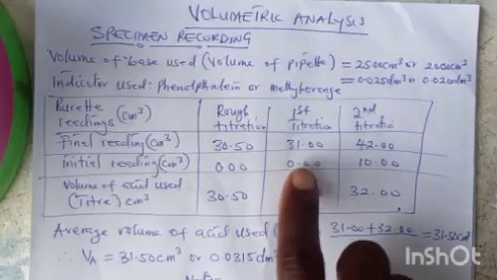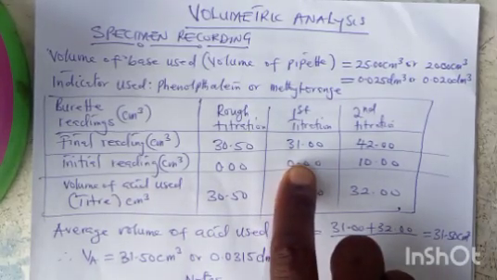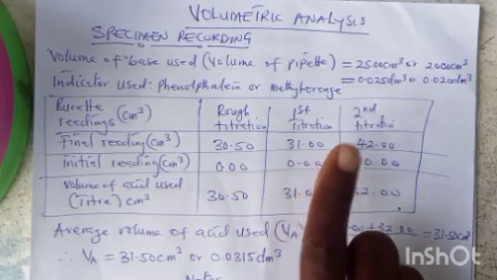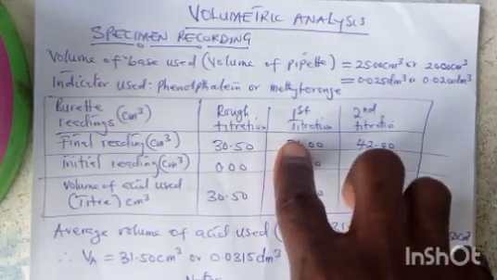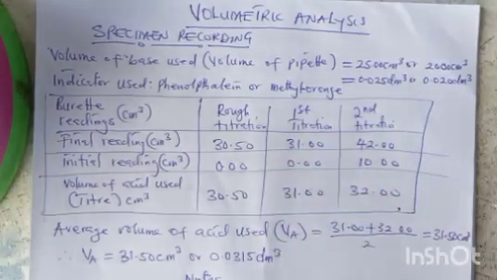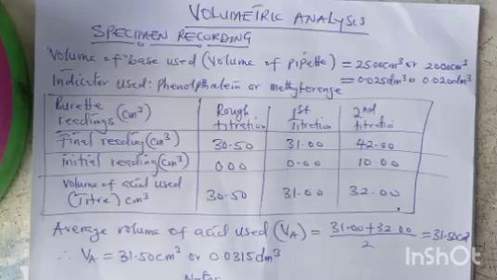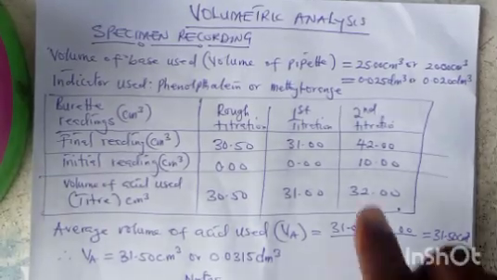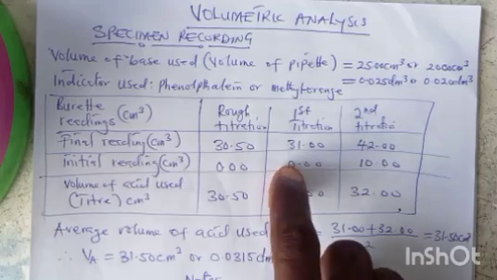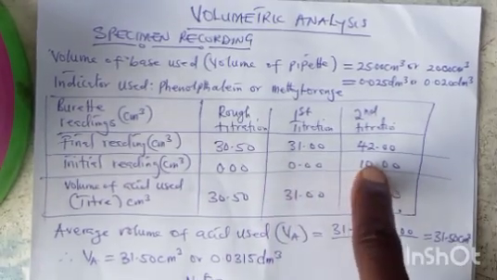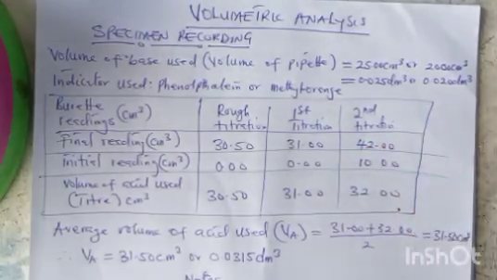Now look at the readings. Initially we fill the acid into the burette to the point of 0.00, and after the titration we observed that where we got the endpoint, the volume reading at that point is 31.00. After that, we again fill the acid, and this time we stop at 10.00. That is the initial reading. After titration we got 42.00.